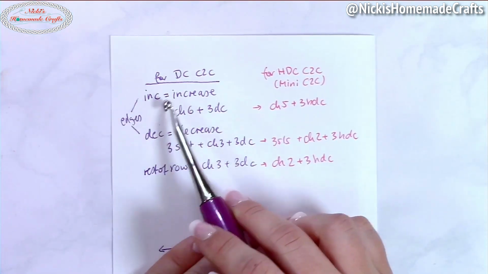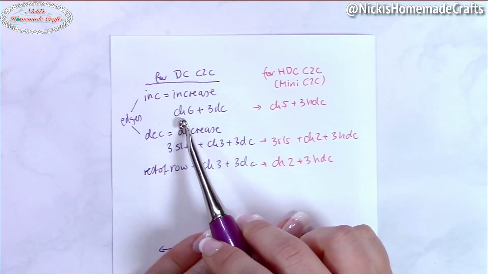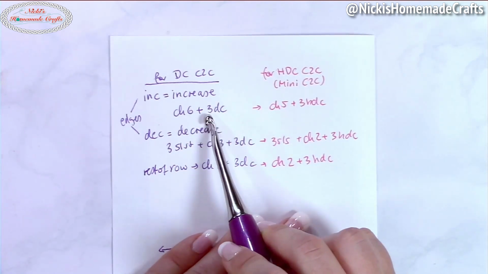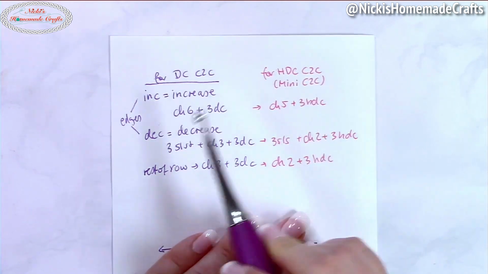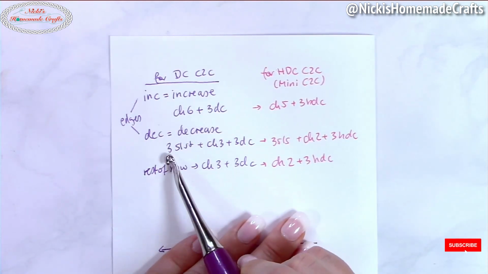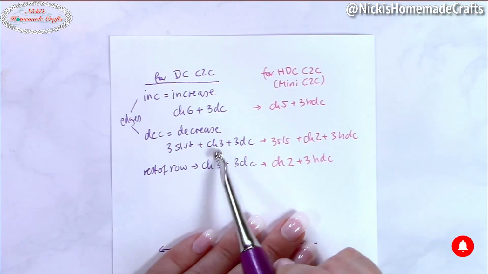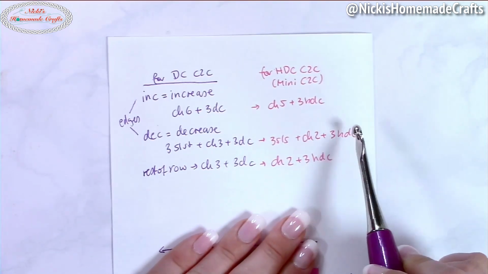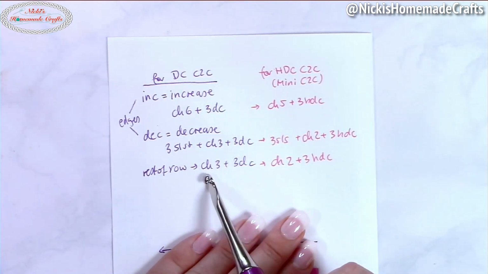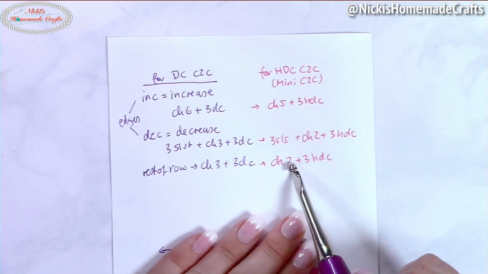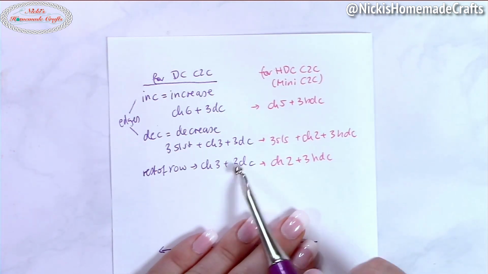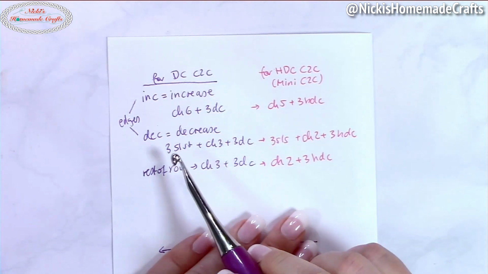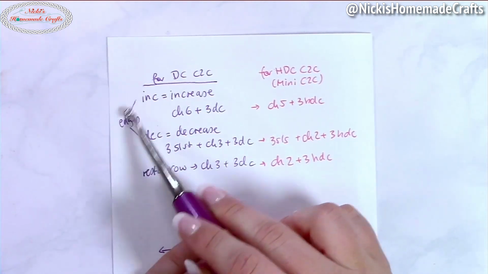Quick little reminder, increases are done with a chain of 6 or 5, depending on which stitch you're doing, plus 3 double crochets or 3 half double crochets. Decreases are done with 3 slip stitches, chain of 3 or 2, 3 double crochets or 3 half double crochets, and in the rest of the row it's chain of 3 or 2 plus 3 double crochets or 3 half double crochets. Now, it is important to know that these ones are only done on the edges.